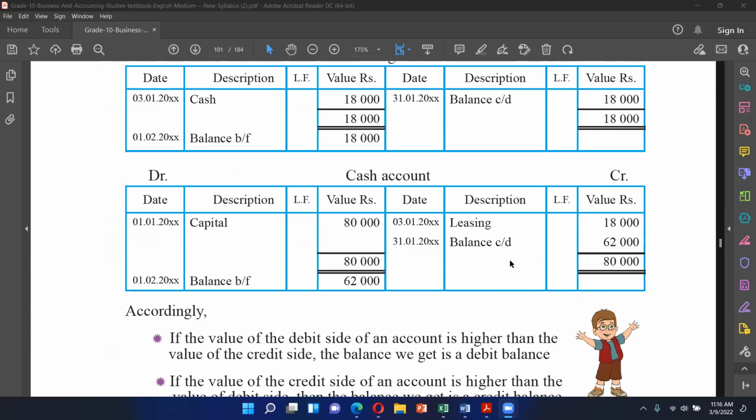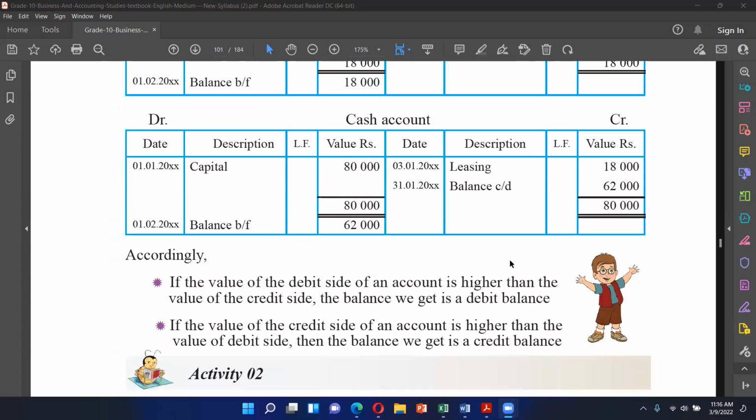So let's take an example for this one. Let's say you have a cash account, and I want to introduce money 80,000, and you pay leasing installment 18,000. So which side is more? Debit side is more. So what you do first, you put debit side 80,000, the total, and you take the same amount to the credit side.